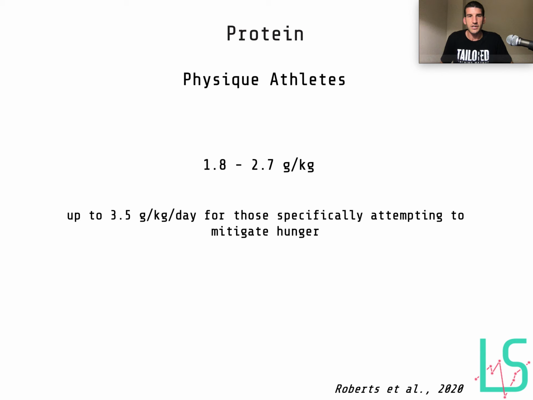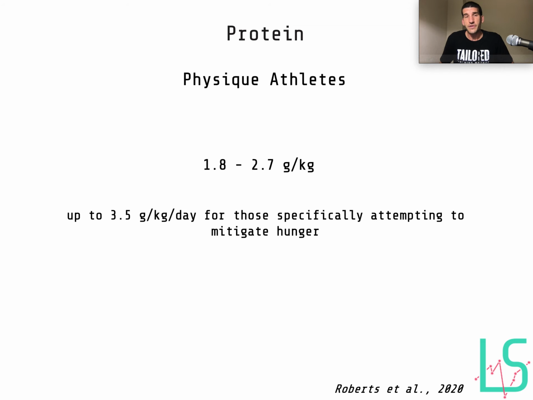So we published a review on physique athletes and recommended 1.8 to 2.7 as a standard practice. And then if you're dieting or in prep, you can go all the way up to 3.5. Now, there are a number of studies that have people intaking 3 to 4 grams per kilogram per day. That's quite excessive, but they do have some good preliminary results.